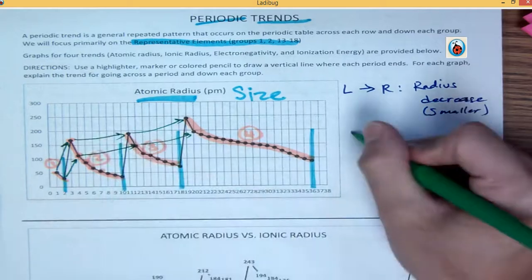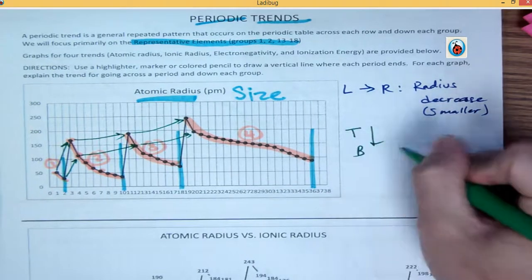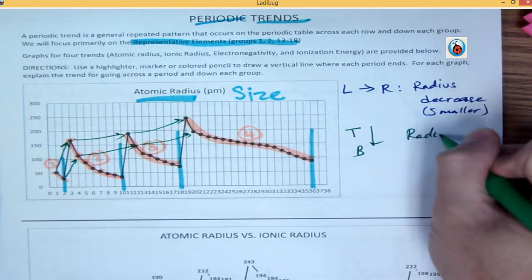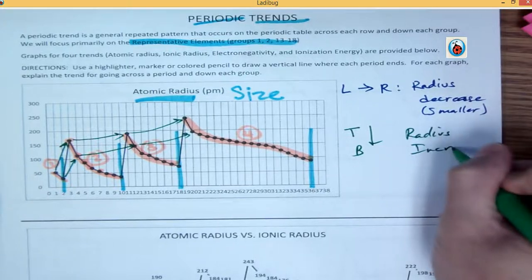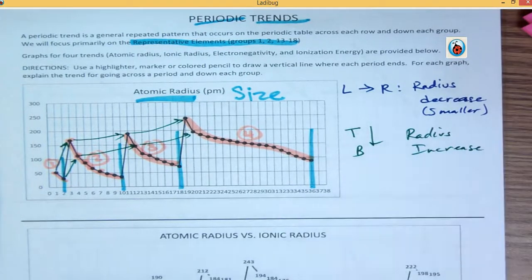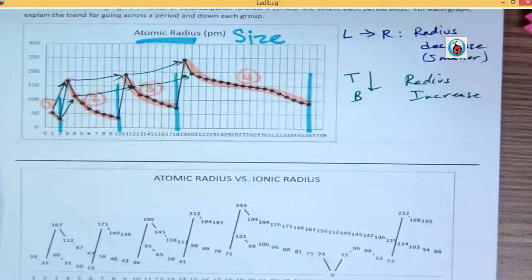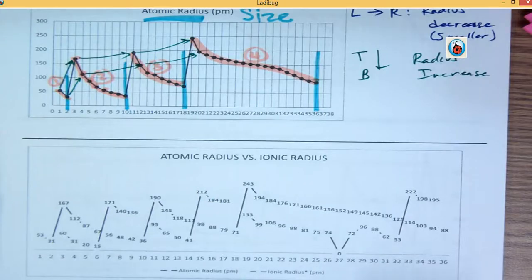So going down from top to bottom, the radius increases. The atom is actually getting bigger. So you don't need to know the reason now. I will go over the slides and it'll explain why it's getting bigger or why the atom is getting smaller. Okay, so that's the first one, atomic radius. That's what you need to do. You need to tell me, how do you read this graph? What does this graph tell us?